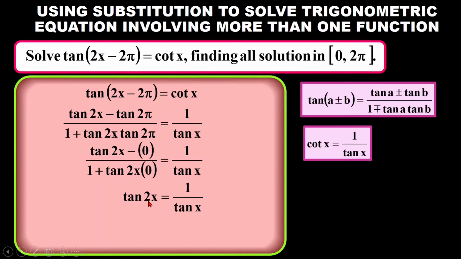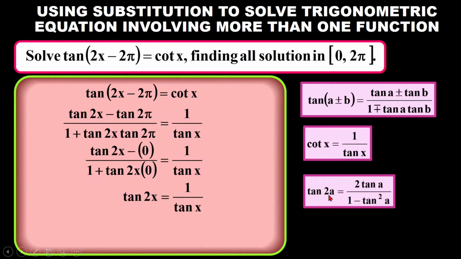Now this and this don't have the same angle. This is 2x, this is x. So I need to change tangent 2x to a smaller angle, so I have to follow tangent x. So I'm going to use this formula and substitute again: tangent 2x becomes 2 tangent x over 1 minus tangent squared x.